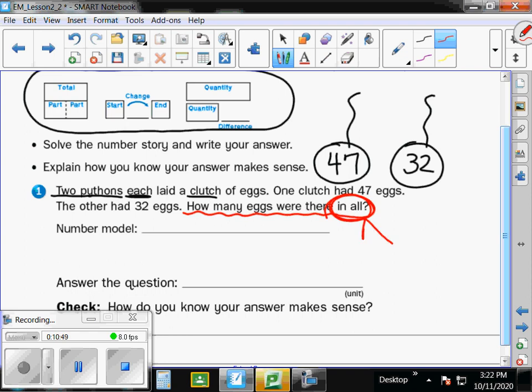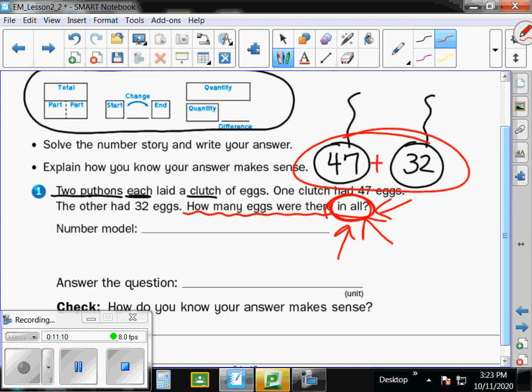These are big clue words. In all. If I want to know how many in all, what am I going to do? What do you think I'm going to do? I'm going to add them together, right? I'm going to add my 47 plus my 32.